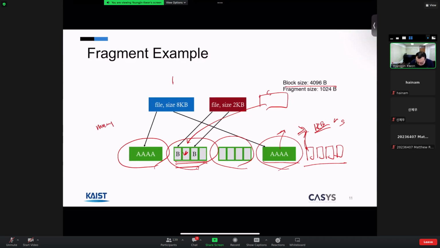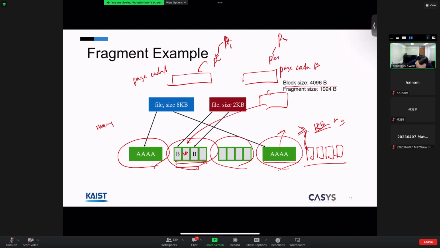But the operating system maintains page cache A and page cache for B. Okay, the different file system. After permission check, it can access page cache A, process 1, process 2 can permission check and access page cache. Okay, so the protection is enforced on page cache unit.